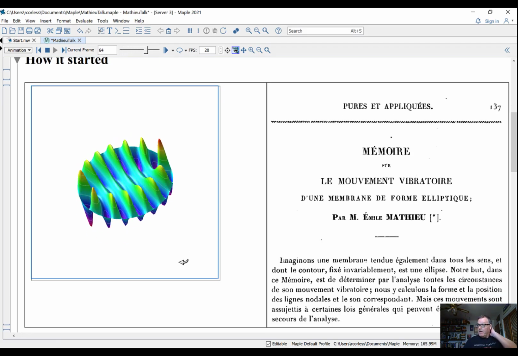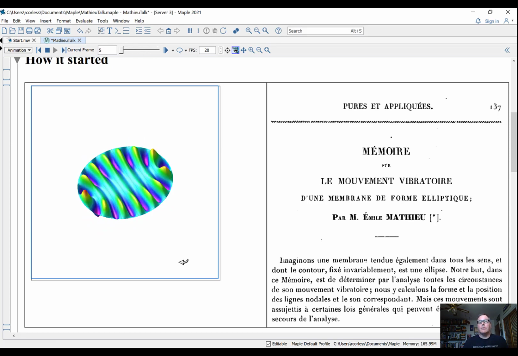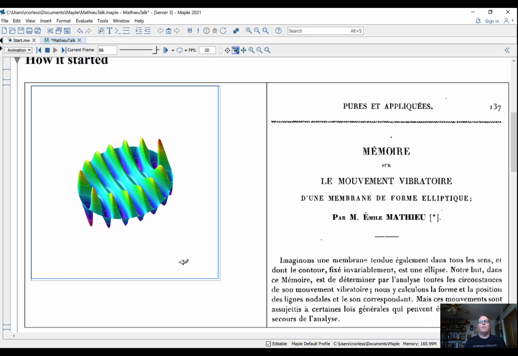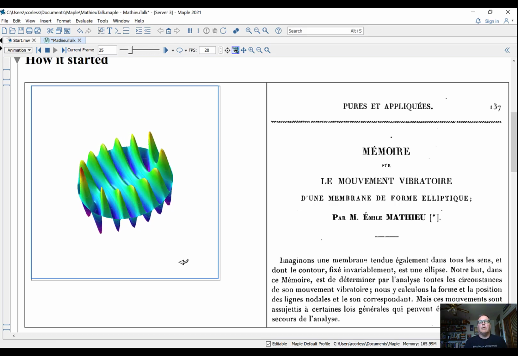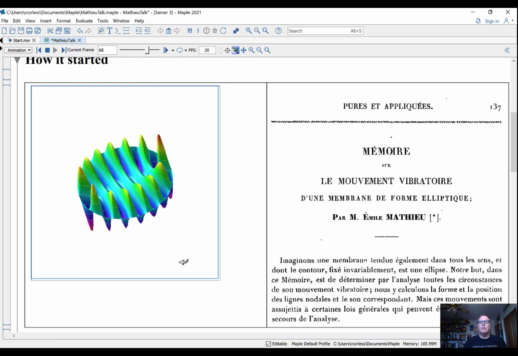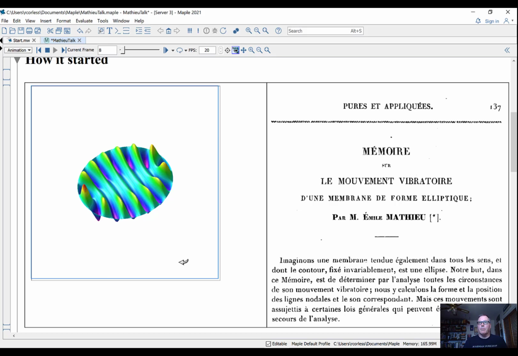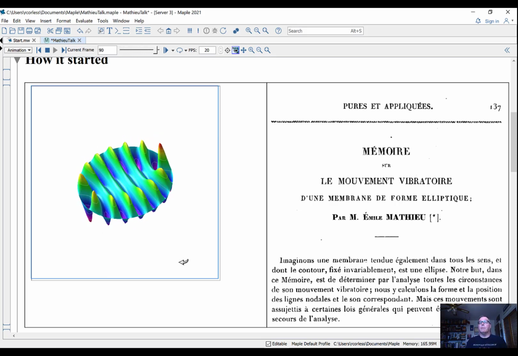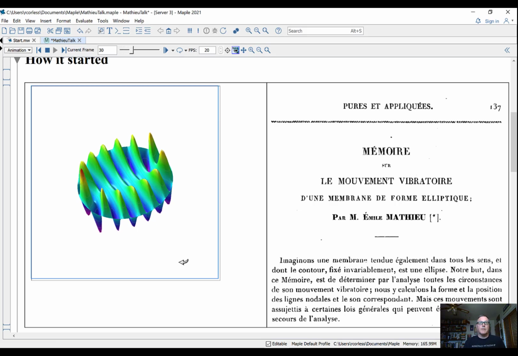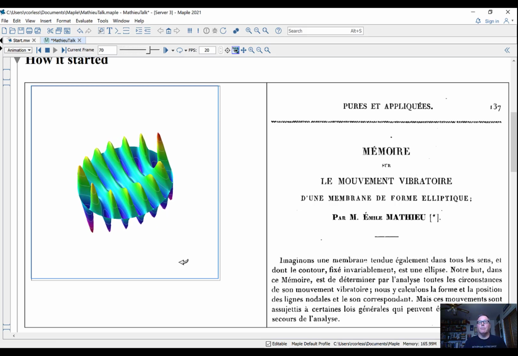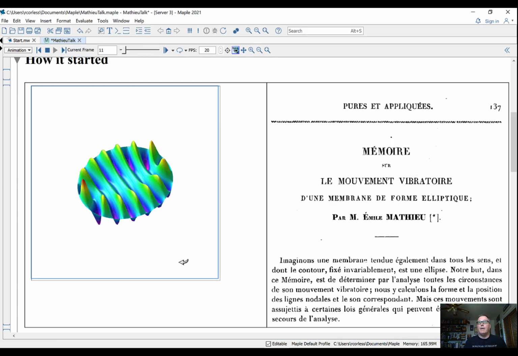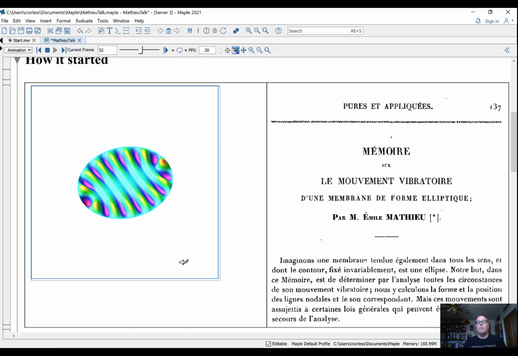We imagine that we have a membrane that's homogeneous in all directions and held fixed on a contour, immovable on the contour, where the contour is an ellipse. The goal of that particular memoir was to determine by analysis all of the circumstances of the vibratory movement of the membrane. And in particular, Mathieu was interested in calculating what are called nodal lines.